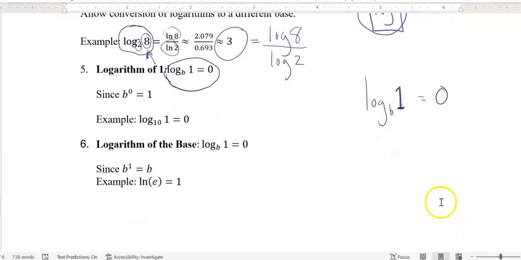Okay. What else? Hopefully this one makes sense. Oh, wait. That's the same one. Logarithm of the base. Oh, this is a typo. I copy and pasted that one, so I'm going to fix this. Rule 6, log base b of b. What do you think that is? Log base b of b. What if the bases line up? Well, you would ask yourself, b to what power gives you b? Got to be 1. Okay.